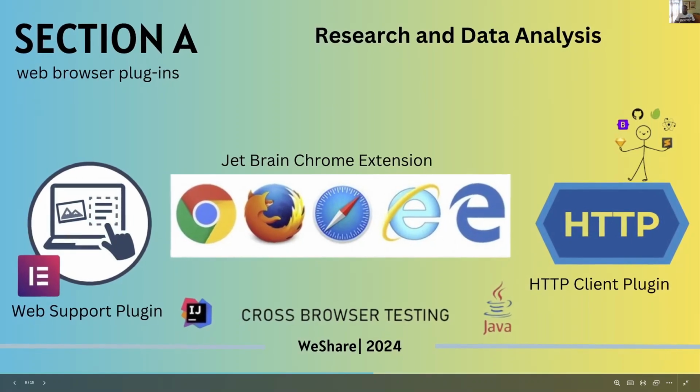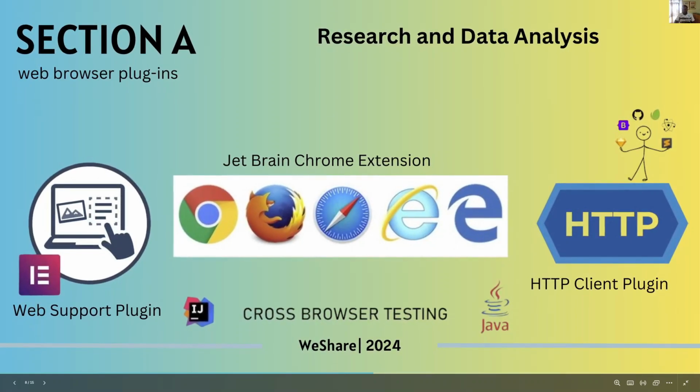In this section, we're focusing on web browser plugins and their roles in website development and testing. Tools like the JetBrains Chrome extension and the HTTP client plugin are essential for developers. JetBrains allows for seamless integration and debugging directly in the browser, while HTTP client helps with testing server responses.